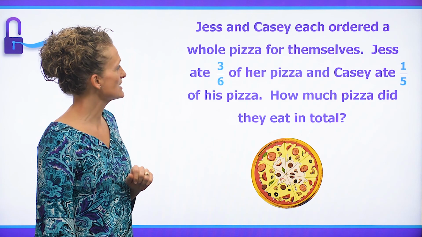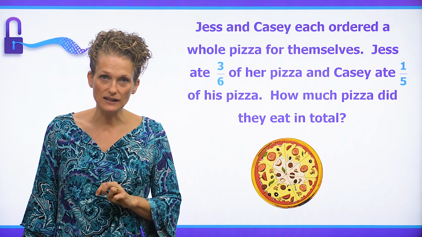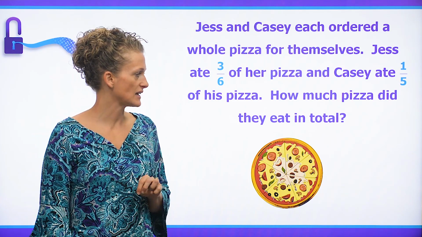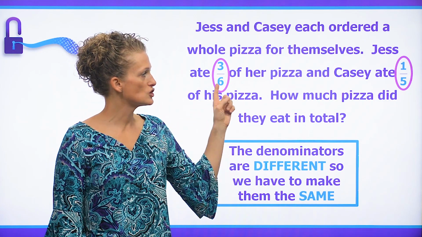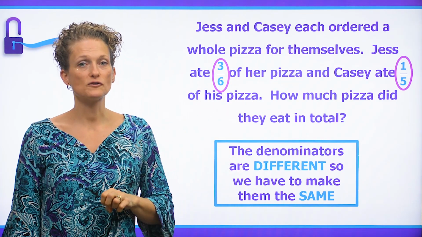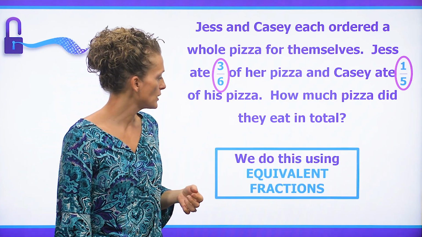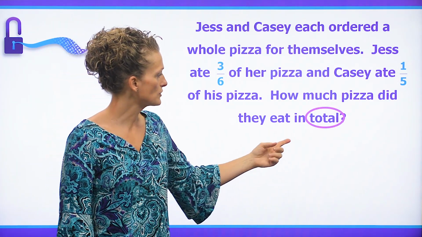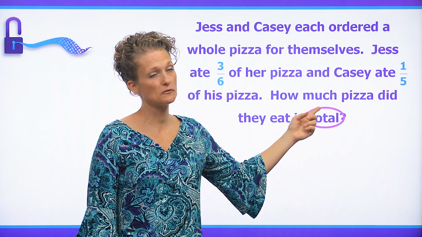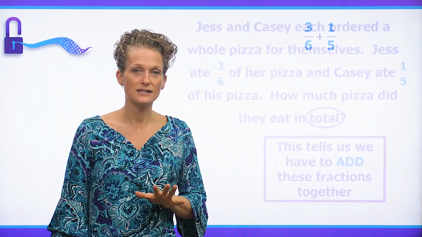Jessie and Casey each ordered a whole pizza for themselves. Jess ate 3/6 of her pizza, and Casey ate 1/5 of his pizza. How much pizza did they eat in total? Here we've got two fractions with different denominators, so we're going to have to make those denominators the same. The way we're going to do that, of course, is by using equivalent fractions. We were asked for the total amount of pizza they ate, so we're going to have to add these fractions together. So we want to add 3/6 plus 1/5.